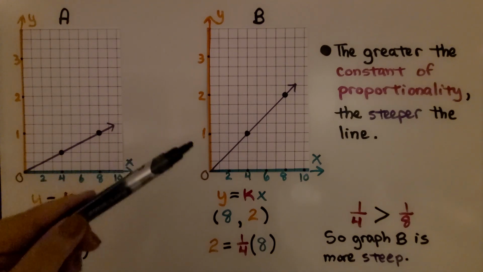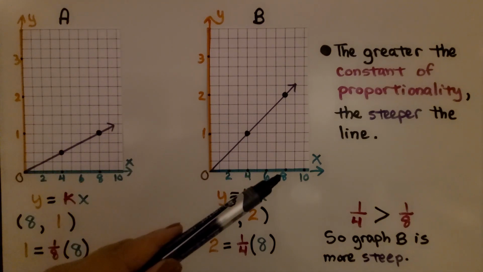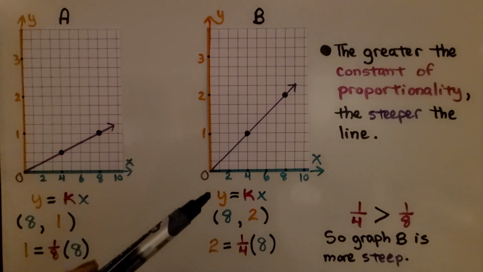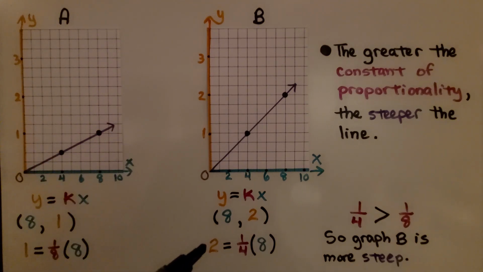In this graph, we can choose 8 for x and 2 for y and substitute it into this equation. We're going to get 2 is equal to 1/4 times 8. So here we have 1/8 for k, and here we have 1/4 for k. And 1/4 is greater than 1/8. So graph B is more steep. The greater the constant of proportionality, the steeper the line.